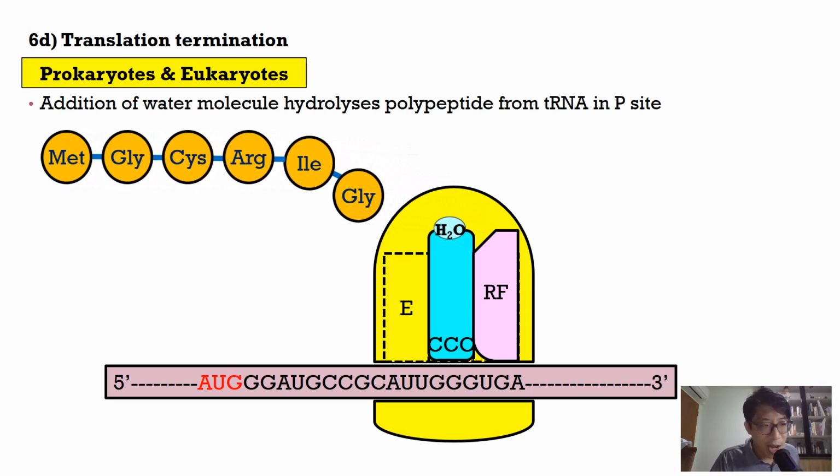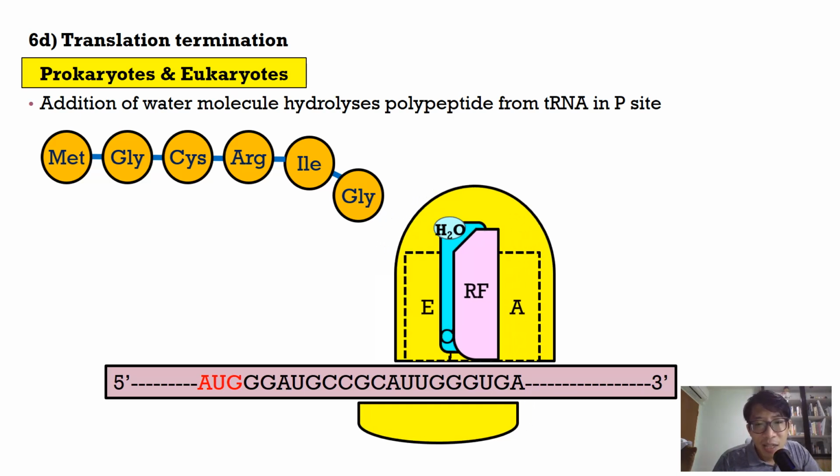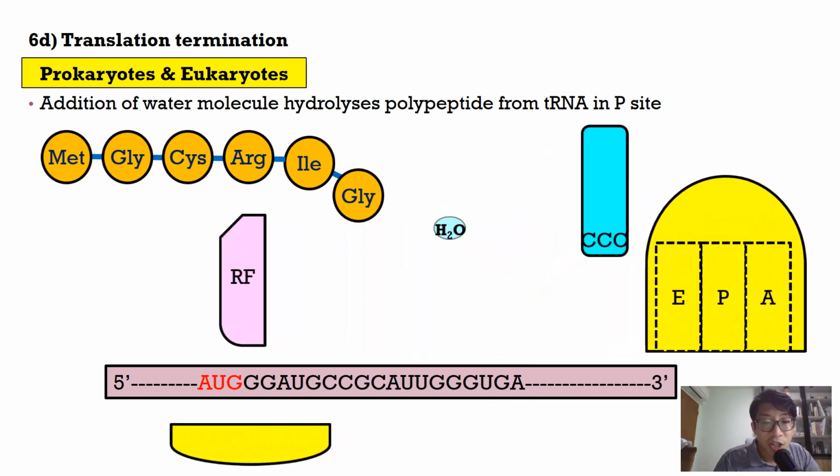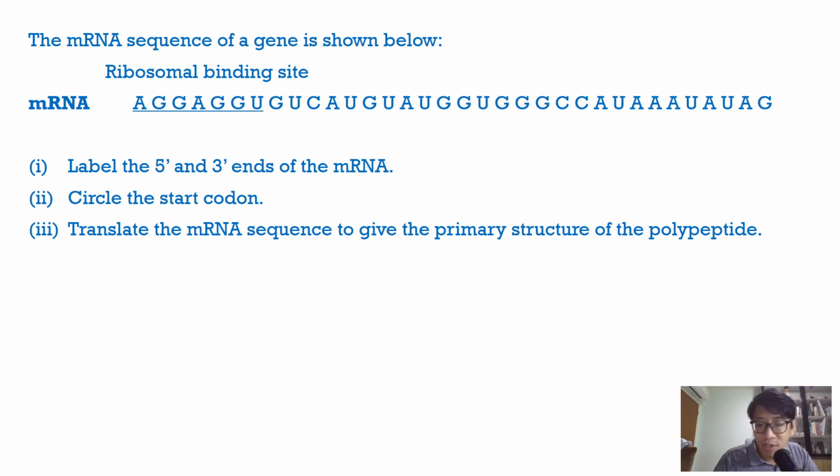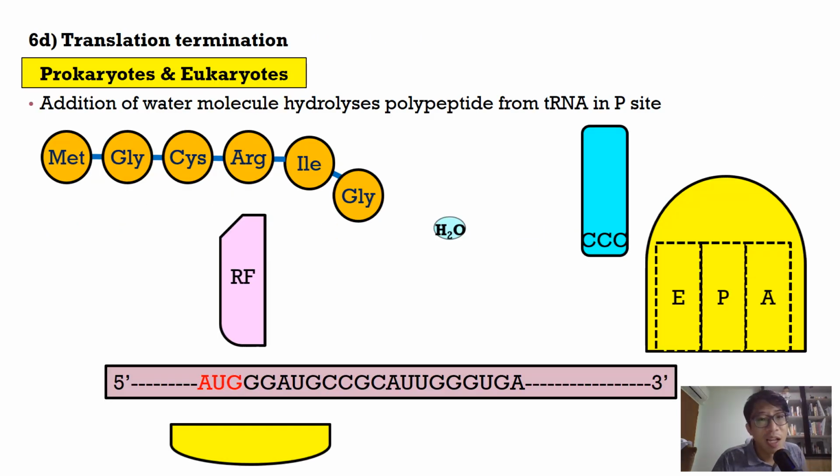So the polypeptide, now that it is completely formed, would leave and then fold into the correct conformation for the protein, and the entire translation complex would dissociate. And that's the end of translation. And this is similar in both prokaryotes and eukaryotes. All right, so that's the process of translation as a whole.